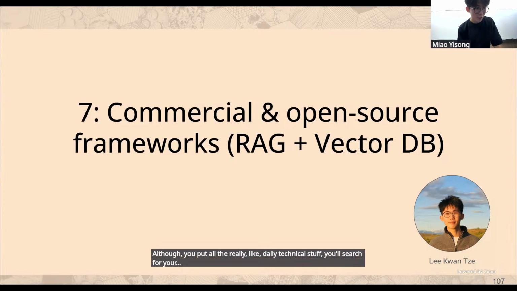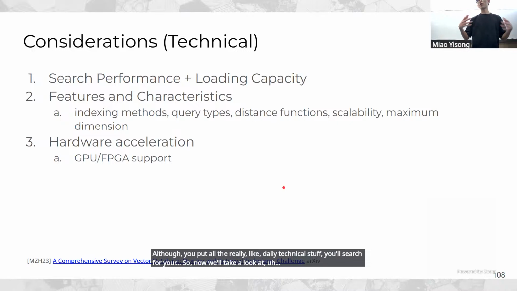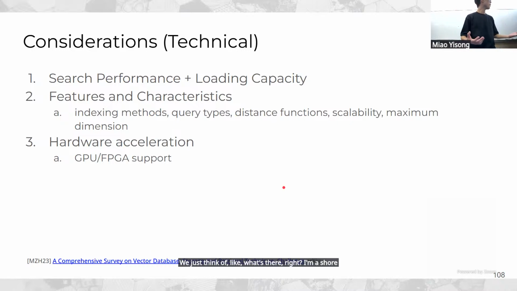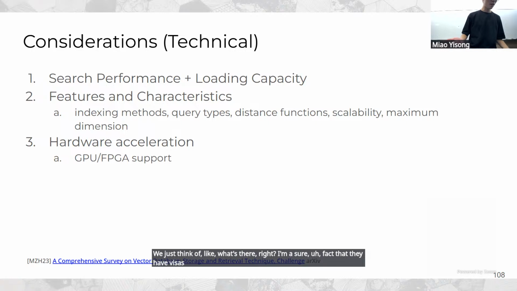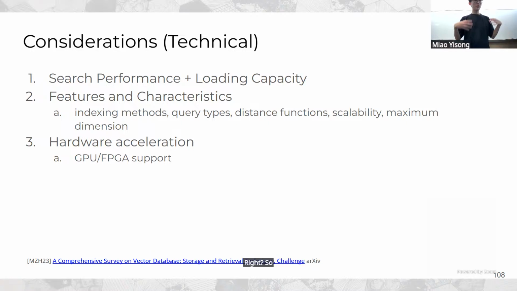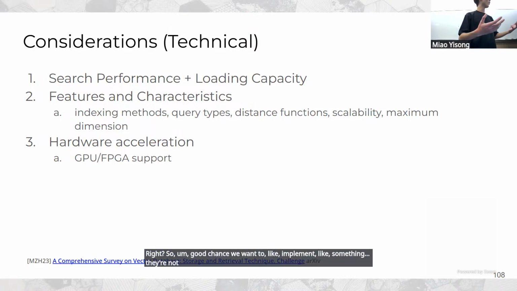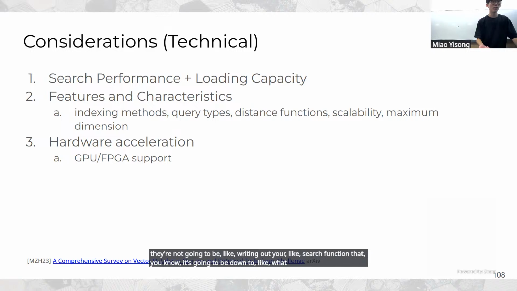So now we'll just take a look at what's there: commercial vector databases and open source databases. A good chance when you want to implement something is that you're not going to be writing out your own search functions and your own data handling. It's going to come down to which databases are out there and what you want.